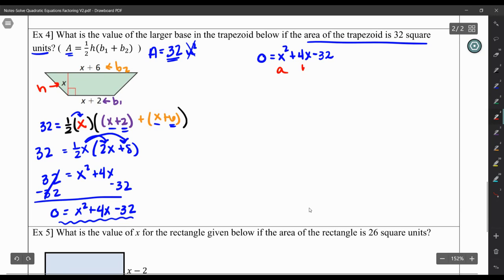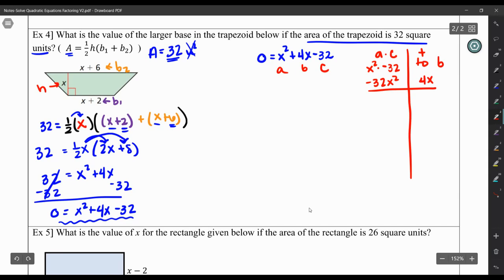So here's A, B, and C. So we're going to use our table. So A times C, which is x squared times negative 32, which gives us negative 32x squared, and we need two numbers that multiply to negative 32x squared and add up to be the value of b, which in this case is 4x. So let's run down our list. Take a minute and try to see if you can find those two numbers.